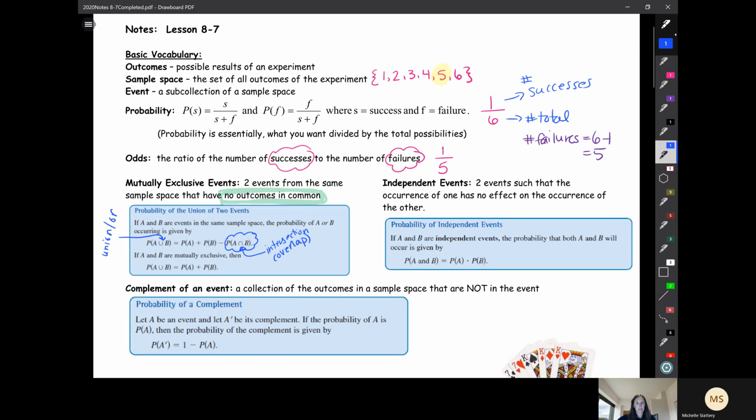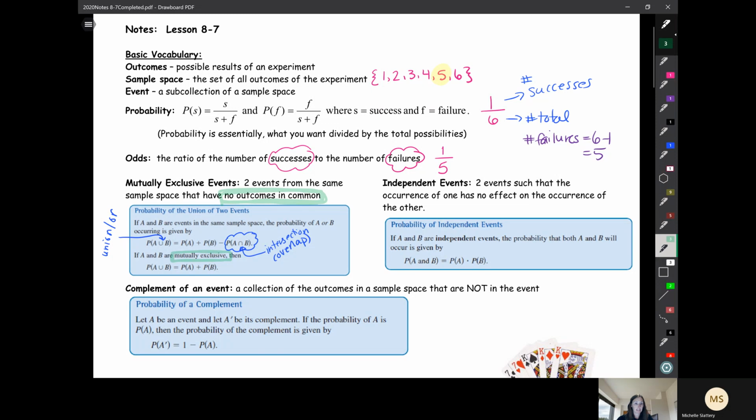All right, and so that happens with, let's say, a deck of cards. If we're saying, what's the probability of choosing a red card or a 5? Well, there is a red 5. There's actually 2 red 5s. And so we wouldn't want to count choosing a red 5 twice. And so we'd want to subtract that from the total. Now, if those 2 events, A and B, are mutually exclusive, meaning that they don't have any outcomes in common, then you don't have to subtract anything at the end, and you just add the 2 probabilities together.